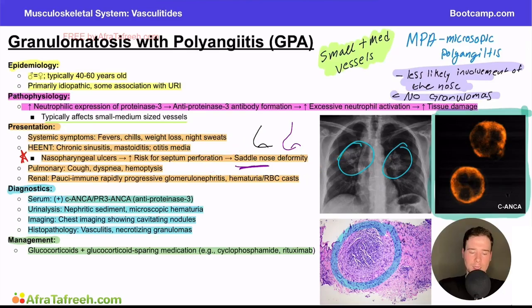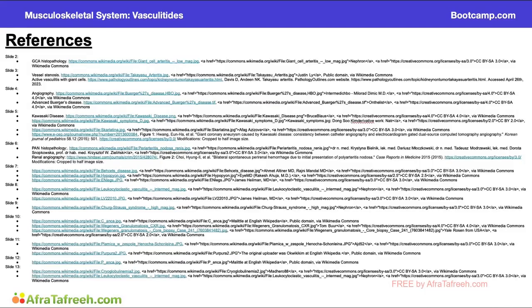When we talk about the diagnostics here, the classic one they want you to know is the C-ANCA. But again, there's some overlap with other conditions as well. But this is the first one I want you to think about when it comes to test day. When we think about other diagnostics, the main one I want you to keep in mind is the cavitary lesions and the necrotizing granulomas on histopathology. Management here is going to depend on disease severity, but as it gets more and more severe, you need more and more medications, which can include things like glucocorticoids and glucocorticoid-sparing agents.